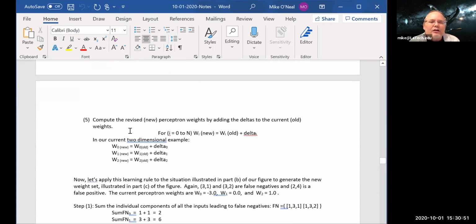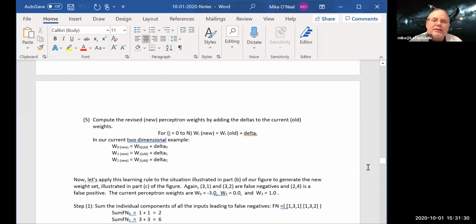You then revise the weights by adding the deltas to the old weights. So weight i new is equal to weight i old plus delta sub i. And breaking that out for our two-dimensional example, weight sub 0 new is weight sub 0 old plus delta sub 0. Weight sub 1 new is weight sub 1 old plus delta sub 1. Weight sub 2 new is weight sub 2 old plus delta 2. And that'll be the updates. And now you've updated your weights.